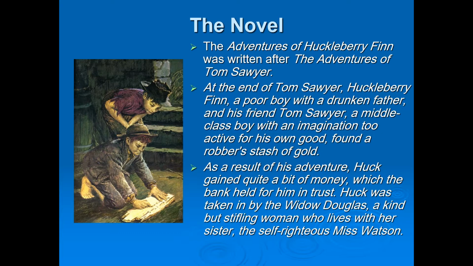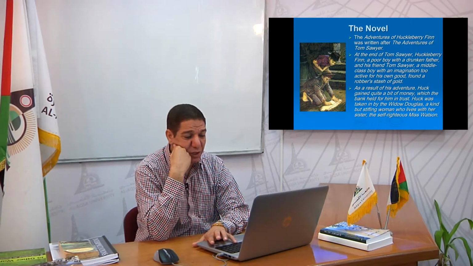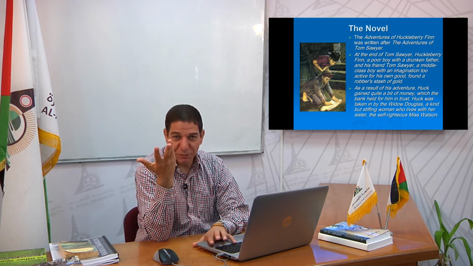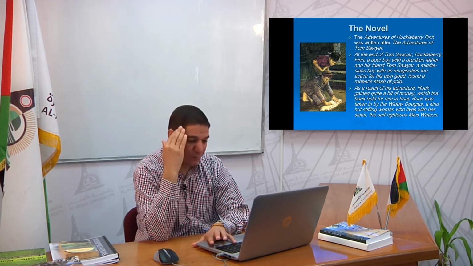At the end of Tom Sawyer, Huckleberry Finn, a poor boy with a drunken father, and his friend Tom Sawyer, a middle-class boy with an imagination too active for his own good, found a robber's stash of gold, a lot of money, okay, a lot of fortune.